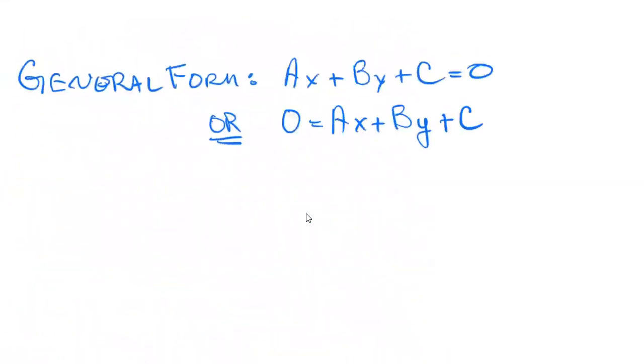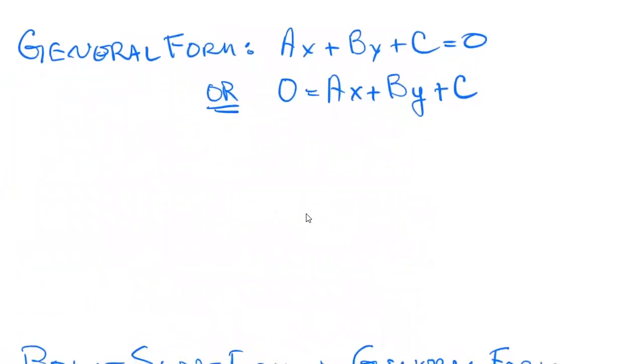So a couple of key things that you have to remember about general form before you even get started. The form is ax plus by plus c is equal to 0, or you could have that rewritten the other way around with the 0 up in front. It really doesn't matter either of those forms.